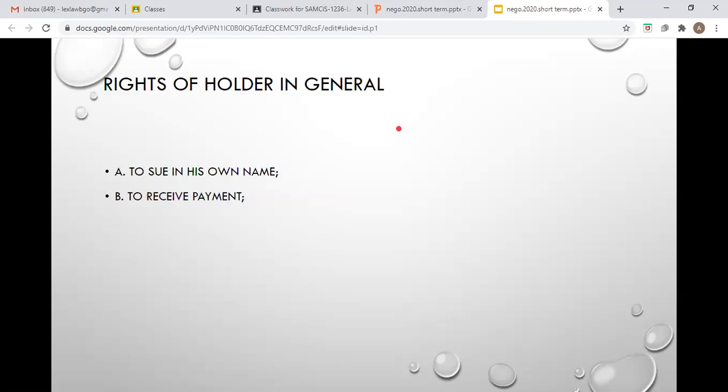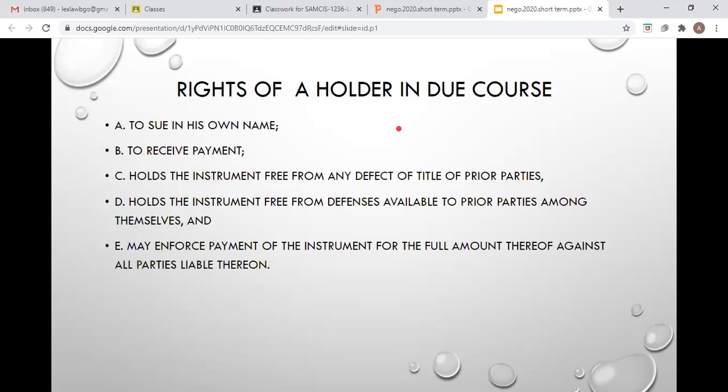But if you are a holder in due course, what will be your rights? You have the right to sue in your name in addition to those two. In addition to your right to receive payment, you also have the right to hold the instrument free from any defect of title of prior parties, to hold the instrument free from defenses available to prior parties themselves. And the last one is to enforce payment of the instrument for the full amount thereof against all prior parties.